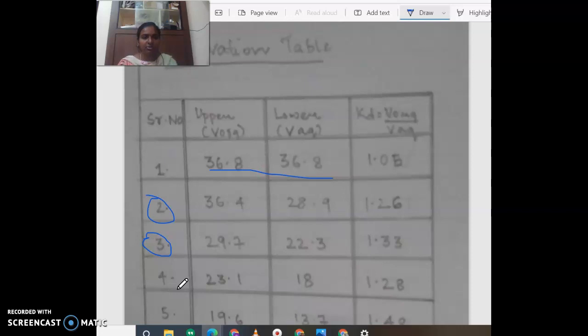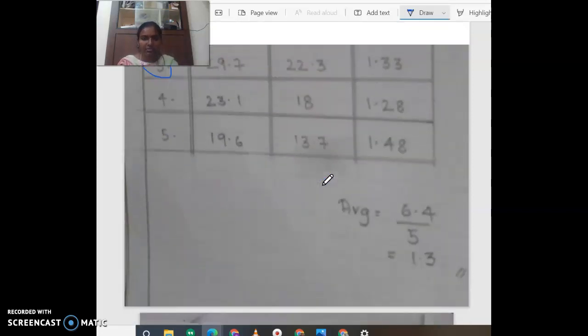The first time you take 50 ml; from the second titration you add 10 ml to that. Then you have to calculate the values. KD is equal to V organic by V aqueous, the titer value of the organic layer by the titer value of the aqueous layer. Like that we are repeating 5 times.